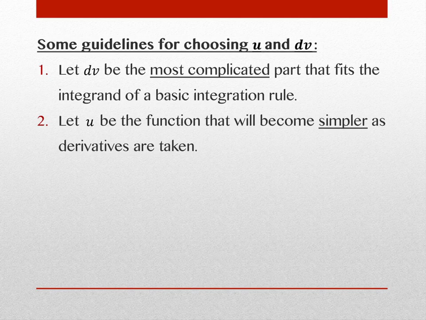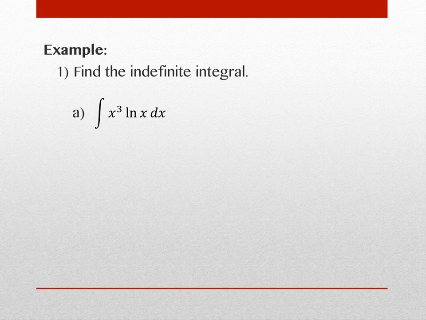Are you ready? Here's our first example. So I have x cubed natural log of x dx. And without a doubt, this looks like a product, right? And we do not have a product rule per se for antiderivatives. The product rule exists for derivatives, not for antiderivatives. So what we're going to be doing is identifying what we would let u be and what we would let dv be. Let me write it over here. What do we let u be and what do we let dv be?